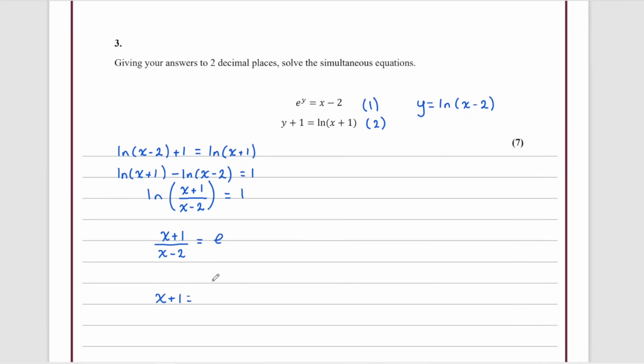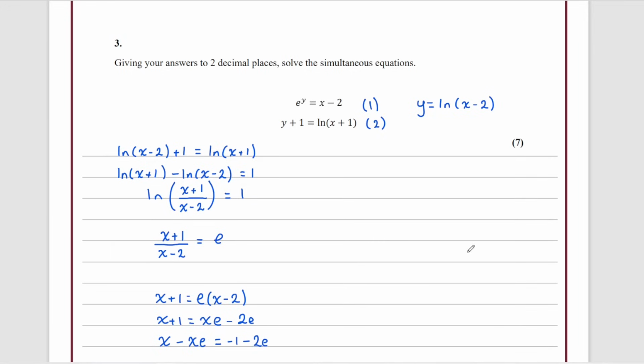X plus 1 is equal to e times x minus 2. So what I want to do now is collect the x's on one side. So I need to expand this bracket here. So I get x plus 1 is equal to xe minus 2e. And then if we subtract xe off both sides, I'm also going to subtract 1 off both sides. What we get here then is x minus xe is equal to minus 1 minus 2e.